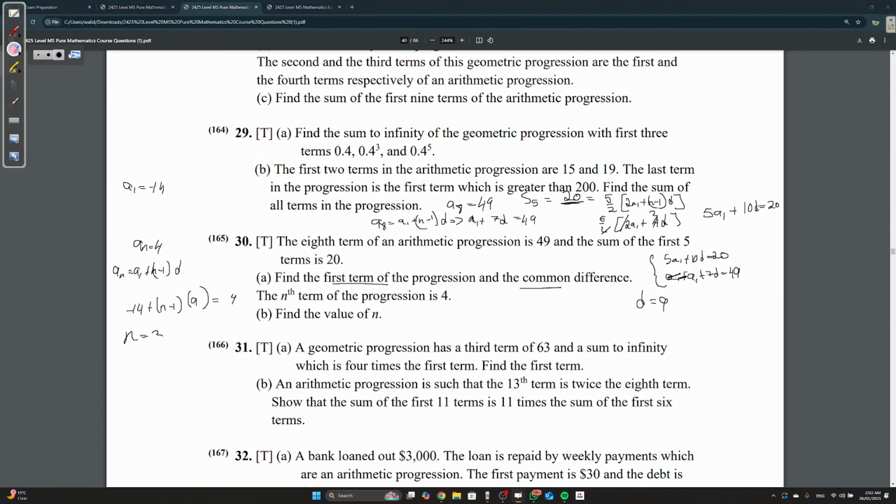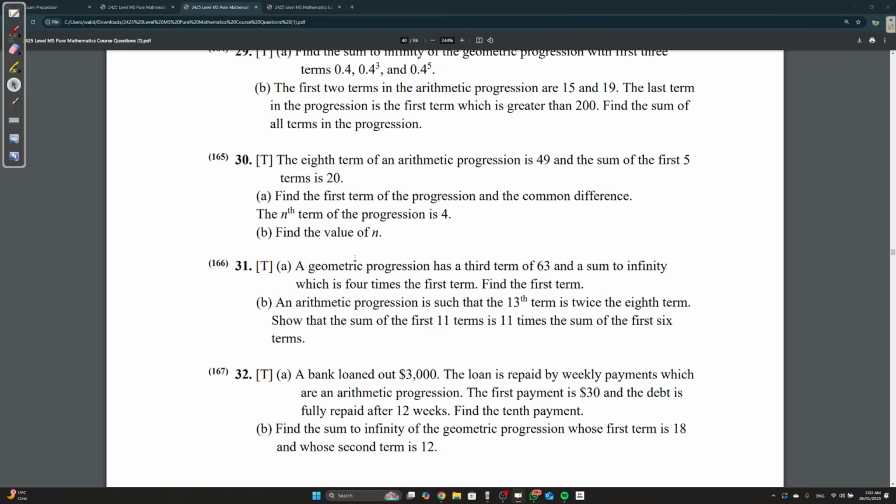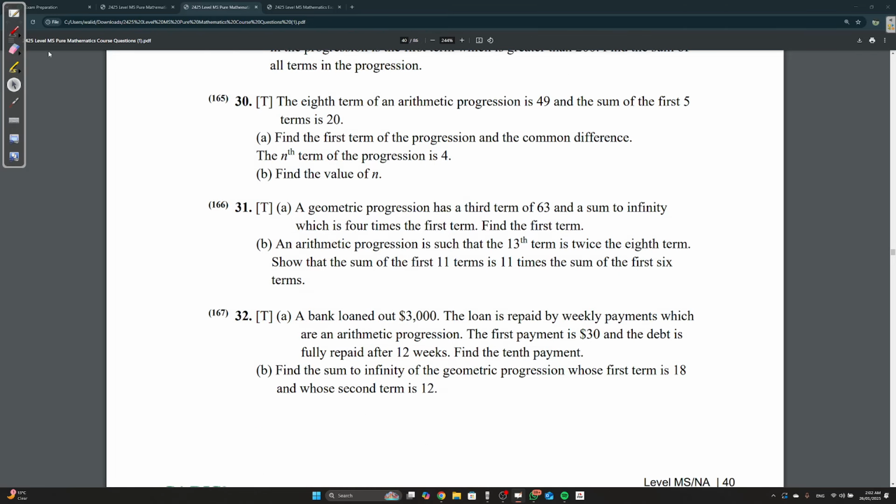A geometric progression has a third term of 63 and a sum to infinity which is 4 times the first term. Find the first term.